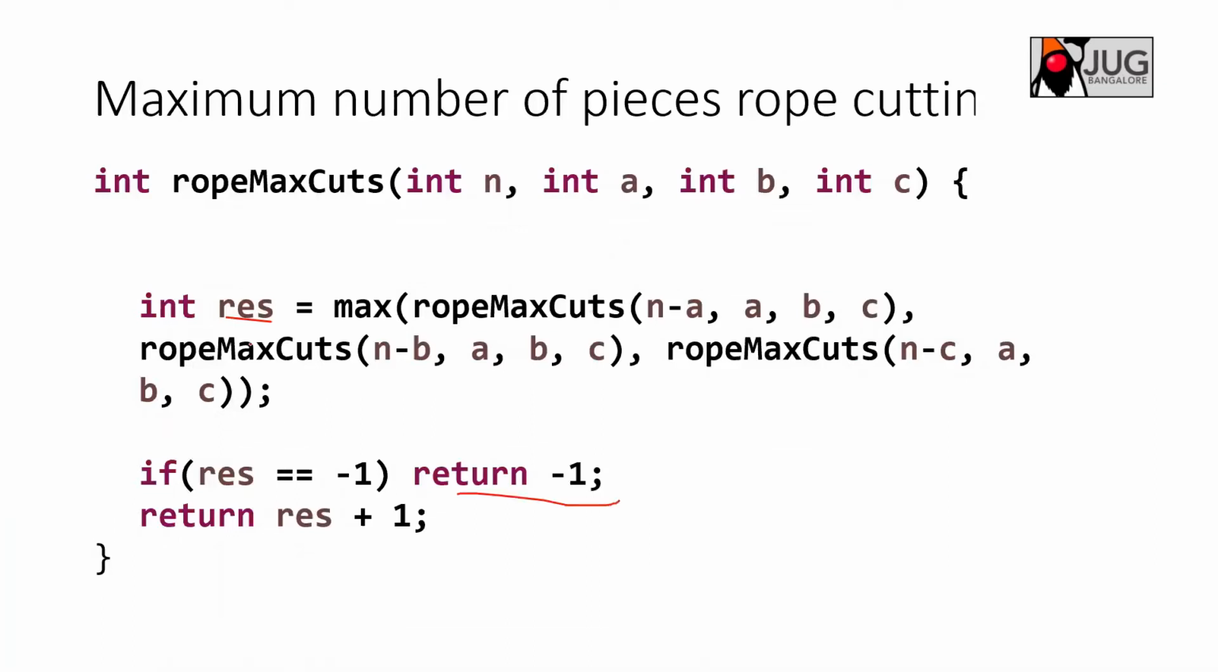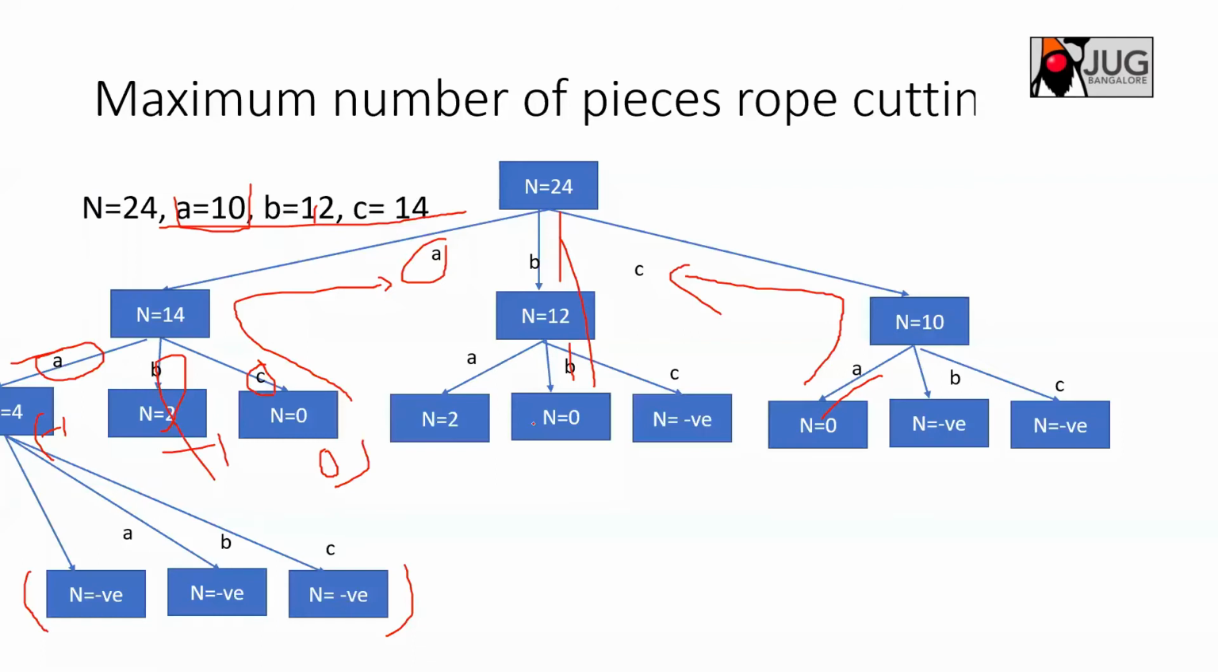If not, if the result is not -1, for example in this scenario, both return -1 and this is returning 0. So the output result is 0. In this case, I will add 1, because I have made a possible cut. I will add 1 to it and return it to the parent, because this is a valid cut. So that's what I'm doing here.